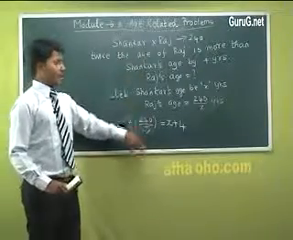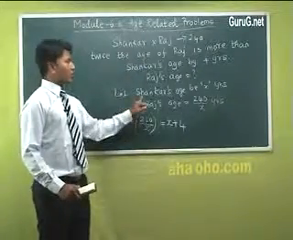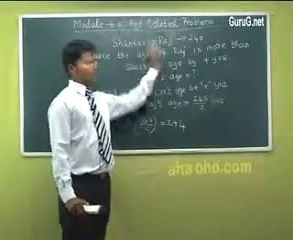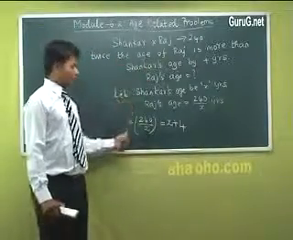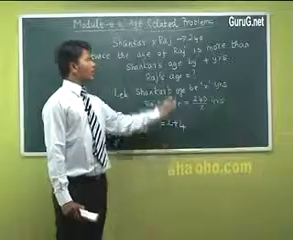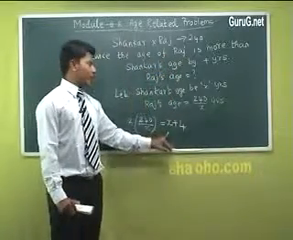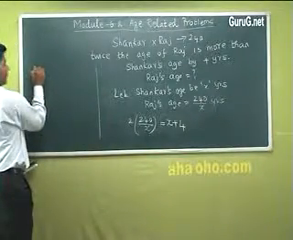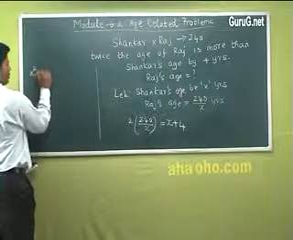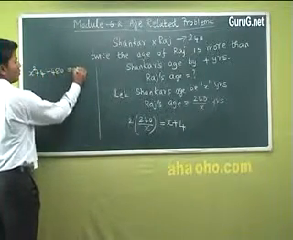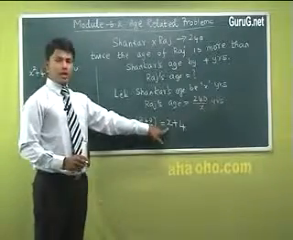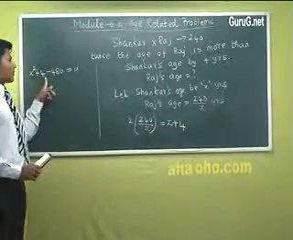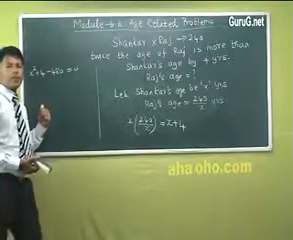So read the problem, write the mathematical form. We took Shankar's age as x years. We found Raj's age to be 240 by x. Twice the age of Raj, so 2 into 240 by x is equal to x plus 4. Now form the equation. X into x is x square, x into 4 is 4x. 2 into 240 is 480. Bring the 480 to this side. So x square plus 4x minus 480 is equal to 0. This is a typical quadratic equation.